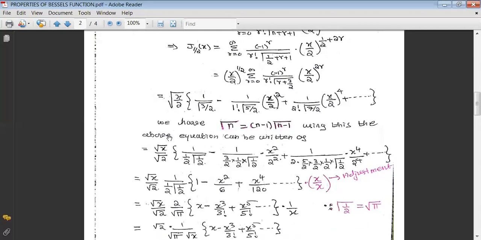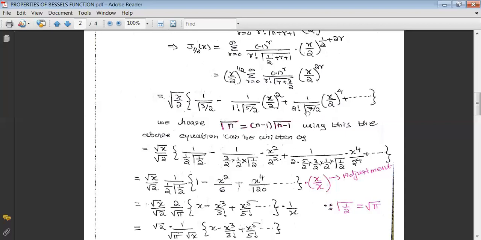This root of x by 2 can be written as root x by root 2, and this is 1 upon this gamma 3 by 2. If you take n equal to 3 by 2 here, that is 3 by 2 minus 1, that is 1 by 2 into gamma 1 by 2, I can write minus, and this 1 factorial is 1. And for this, if I take n equal to 5 by 2, I'll get 3 by 2 into gamma 3 by 2. 3 by 2 is written as it is. Again, that gamma 3 by 2 can be written as 1 by 2 into gamma 1 by 2, again applying the same rule. Then into x square by 2 square, that I can write, plus 1 upon 2 factorial, which is 2.